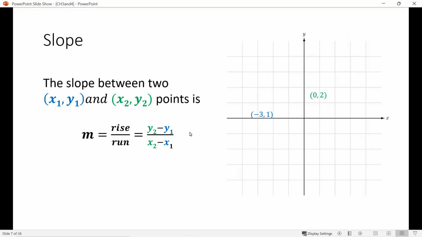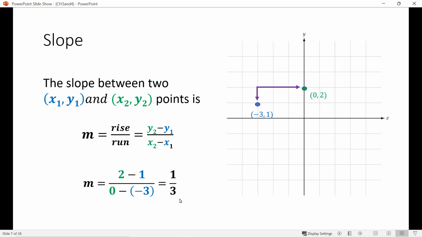So let's say we have these 2 points over here. Our green point is going to be 0, 2. So x is 0, y is 2. And our blue point is going to be -3, 1. So the x of this point is -3, the y is 1. We can plug that into our formula, take the difference of the y coordinates. So it's going to be 2 minus 1. And the difference in the x coordinates, so it's going to be 0 minus -3. All right. 2 minus 1 and 0 minus -3. When we simplify this, we're going to get 1/3.